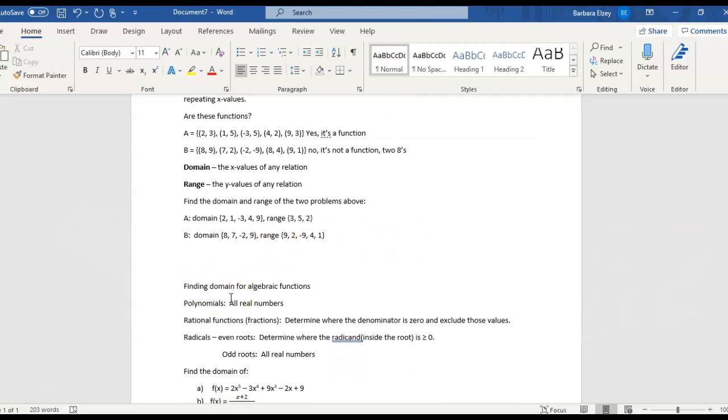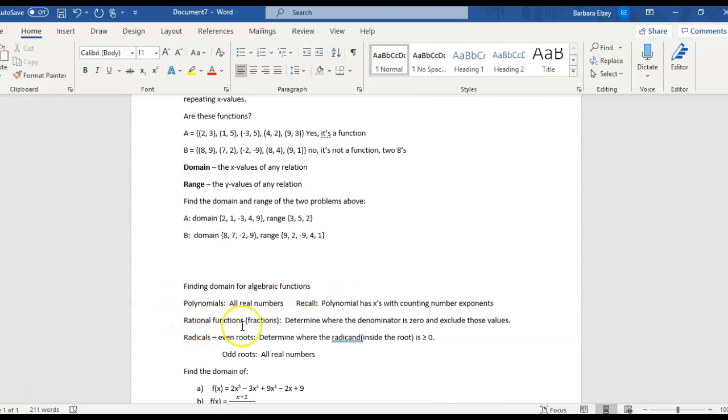Polynomials: the domain of a polynomial is going to be everything, all real numbers. There won't be anything we can't plug into a polynomial. Now recall, a polynomial, take that off to the side. Recall that a polynomial has x's with integer, or I'll say counting number exponents. So 1, 2, 3, 4, 5, etc. Okay, so counting numbers for their exponents. So we'll see an example of a polynomial here in a minute.